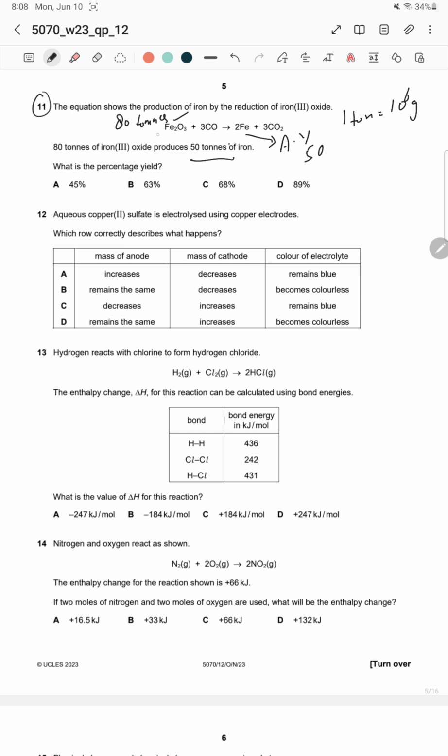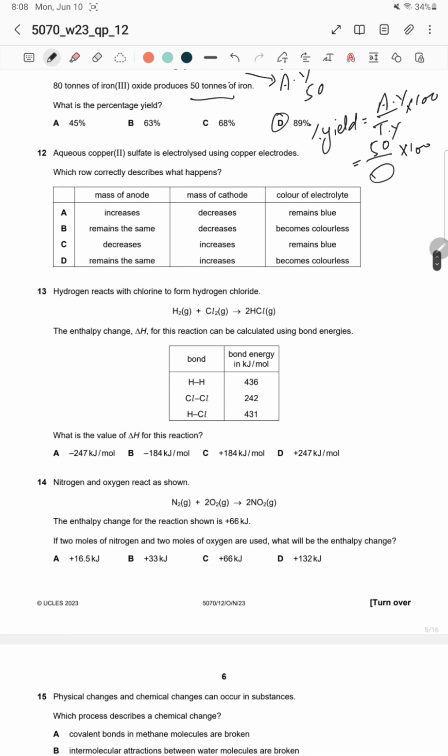With 3 steps: the first step is the calculation of moles of Fe2O3, the second is the calculation of moles of iron, then its mass in tons. Then you will use the formula percentage yield equals actual yield over theoretical yield multiplied by 100. So the actual yield will be 50 tons divided by the answer for iron that you will get after the 3 steps. You will multiply by 100. After this, the answer that you will get will be 89%. So option D will be the correct one.